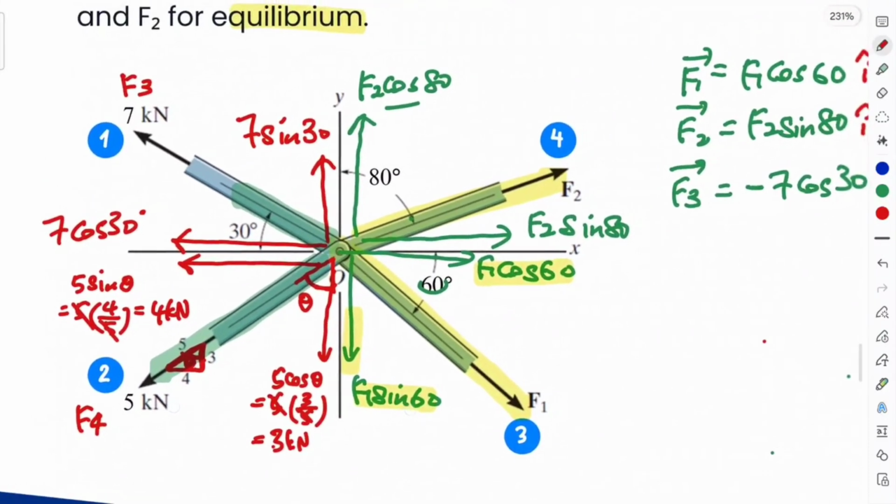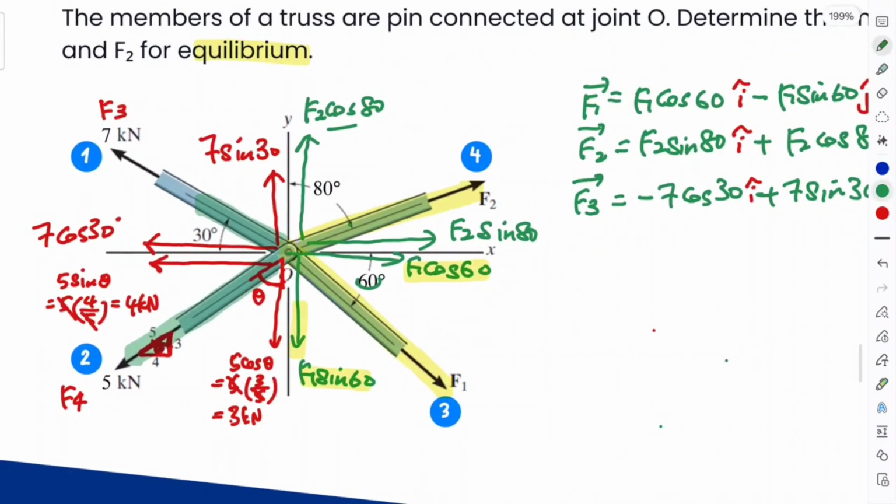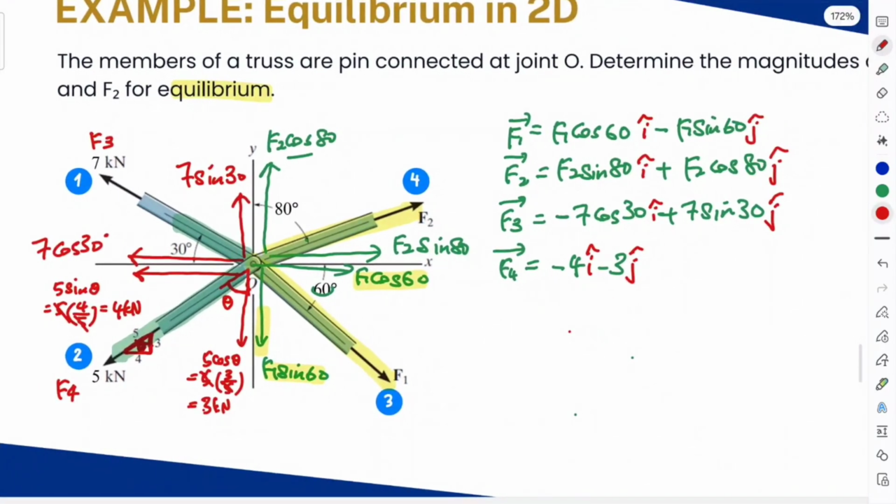Okay, based on these two combinations, you can rewrite the vector form of F4, by which F4 in vector form is equivalent to negative 4 in the direction of i, and then negative 3, which is in the direction of j. Okay, so now that we have established the vector form for all the component forces in the system, only now can we apply the equilibrium condition.